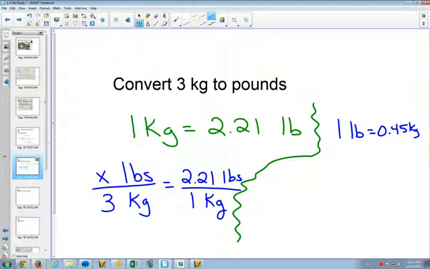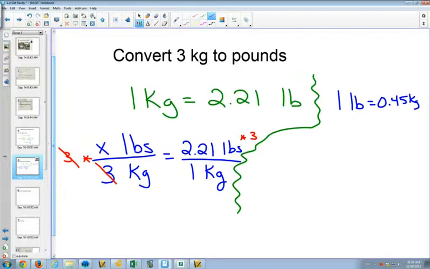So once again, I set up my proportion. I want to solve for x. The x is being divided by 3. Opposite of dividing by 3, multiply this side by 3. Those 3's will cancel out. I multiply this side by 3. And I'm going to get that x is equal to 3 times 2.21, which is 6.63 pounds.